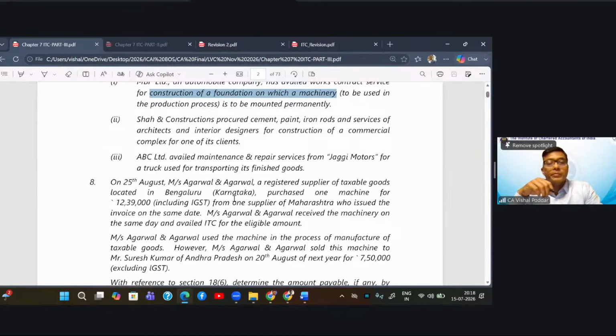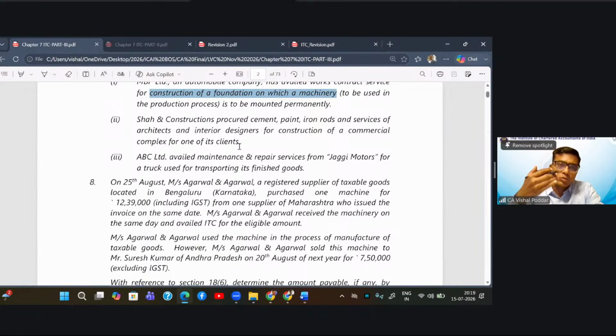Sorry. Next, Shah and Constructions procured cement, paints, iron rods, and services of an architect and interior designer for construction of a commercial complex for one of its clients. Now, read the question properly. Whatever I am procuring, I am going to use in construction of immovable property, but here, that immovable property I am going to sell.